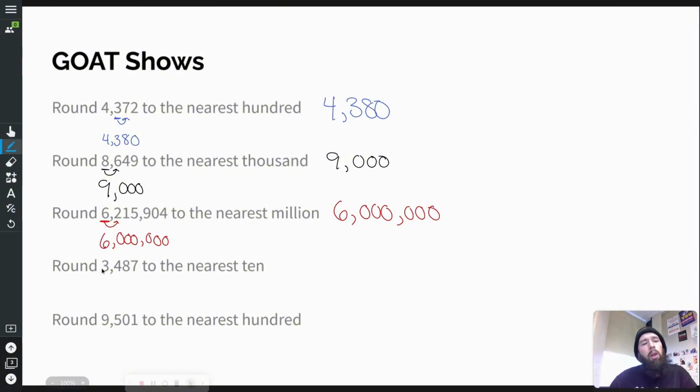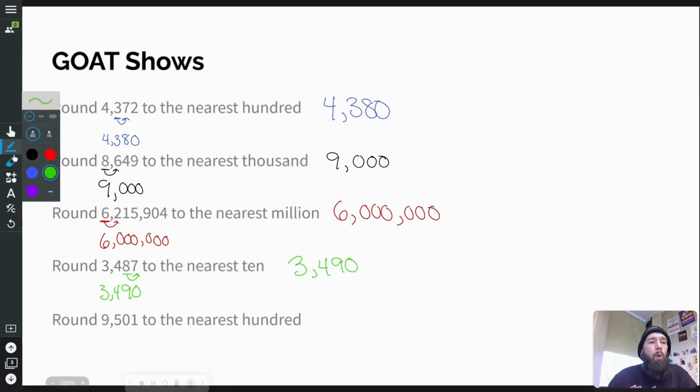Let's do another. Round 3,487 to the nearest 10. So I've got ones and I've got 10 right there. Underline that 8. To the right of that 8, we have a 7. 5 or above? Yes, 7 is above a 5. So turn that 8 into a 9. To the right of 9, make it 0. And to the left of it, leave those numbers exactly the way they were. So rounding 3,487 to the nearest 10 is going to be 3,490.